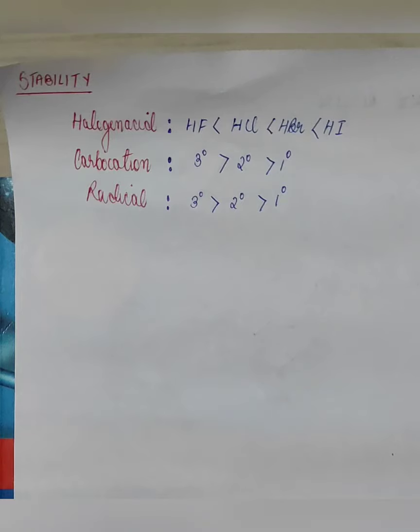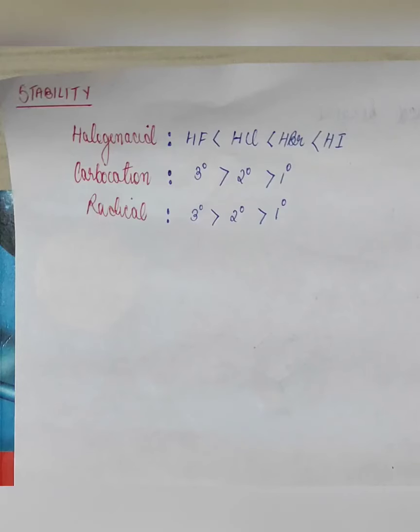Hello dear students, before we proceed to a new topic, first let us talk about stability. Stability of halogen acid: highest will be for HI and the least will be for HF. When it comes to carbocation and radical, 3-degree is always the most stable, followed by 2 degree and then by 1 degree. Now we'll proceed to the preparation of haloalkanes and haloarenes.